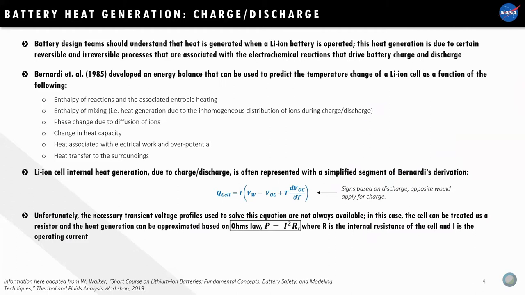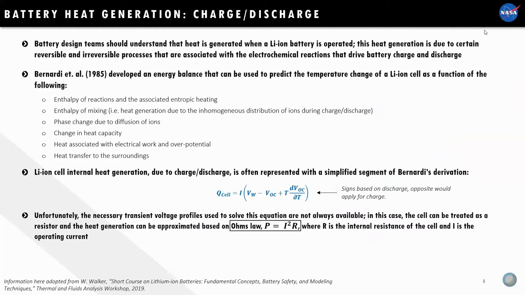So Bernardi developed an energy balance that can be used to predict the temperature change of a lithium ion cell as a function of the following items: enthalpy of reactions and the associated entropic heating, the enthalpy of mixing, phase change due to diffusion of ions, change in heat capacity, heat associated with the electrical work and overpotential, and heat transfers to surroundings.